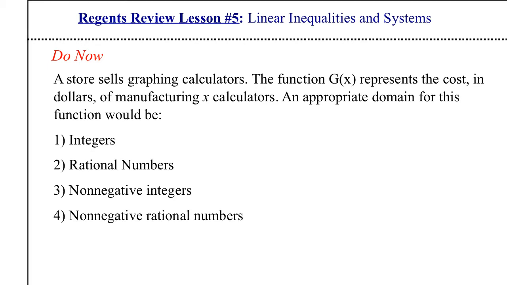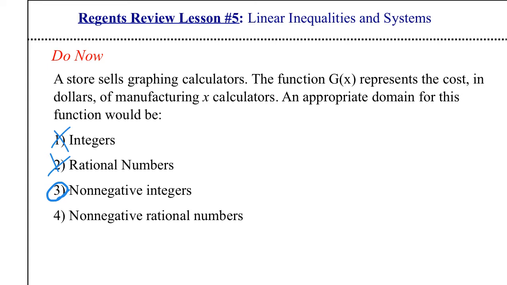Choice 1, integers. While the positives would be good, that also includes negatives, so no good. Rational numbers are fractions and decimals and things like that, so also no good, as well as negatives. Non-negative integers is going to be our solution. That's a very strange way of just saying whole numbers or counting numbers.